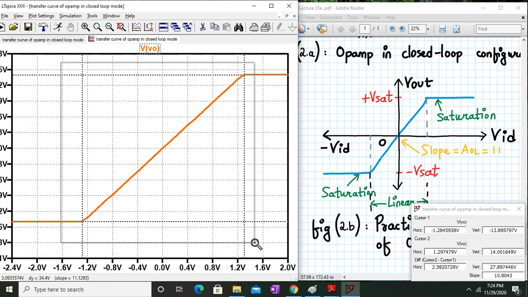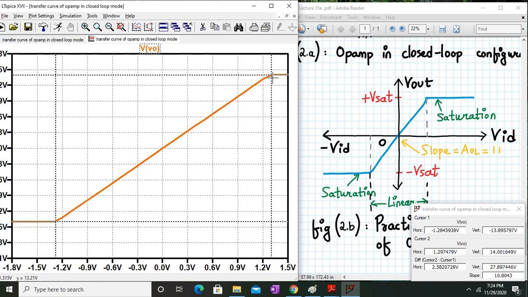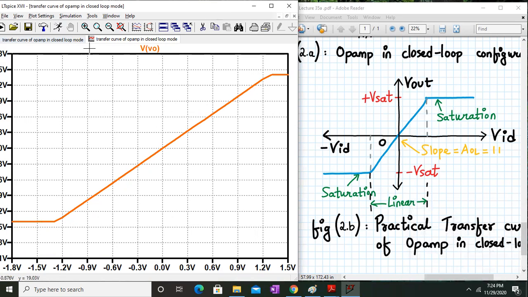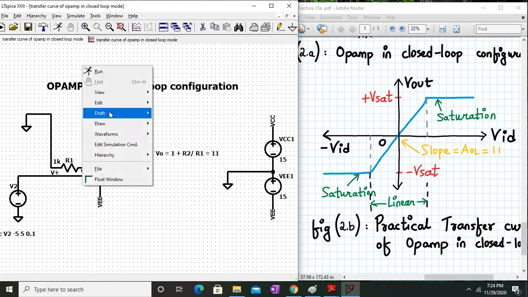So is this my linear region? Let us cross check it. Yeah. So this is around 2.582. Okay. So linear volts, it is in volts. So if VID difference is 2.52, the difference between this linear range has drastically increased. Earlier it was in microvolt, now it has gone to volts. Okay. Now, let's write that down.